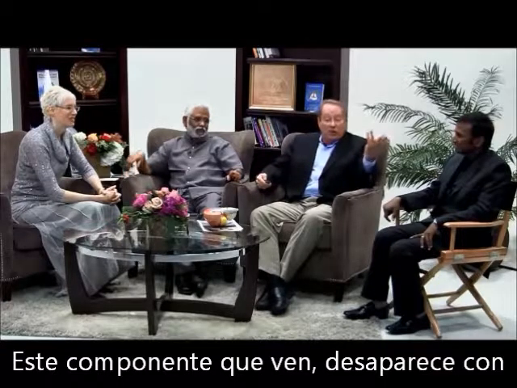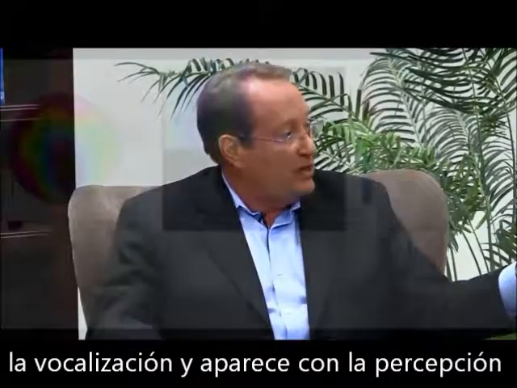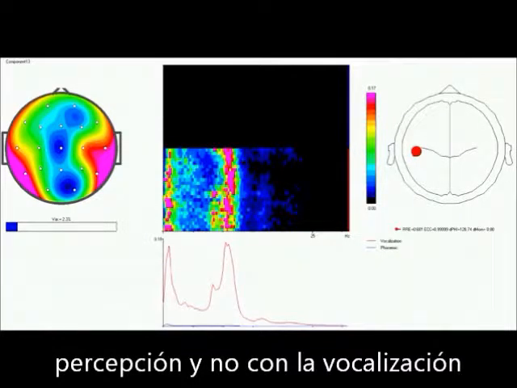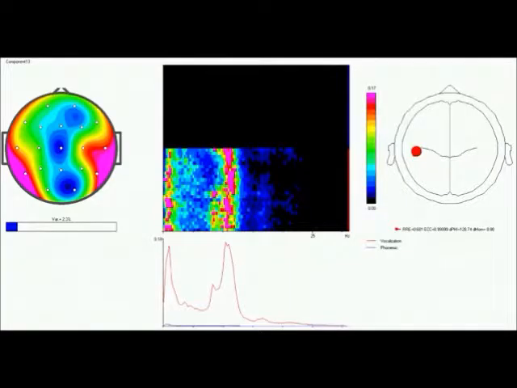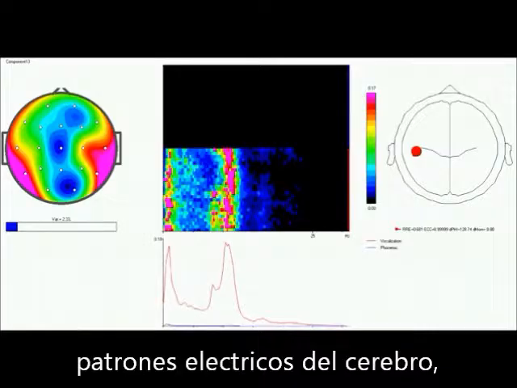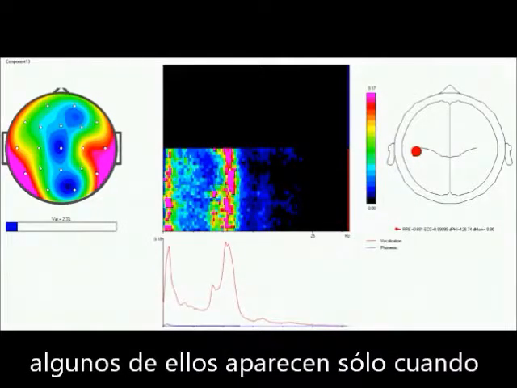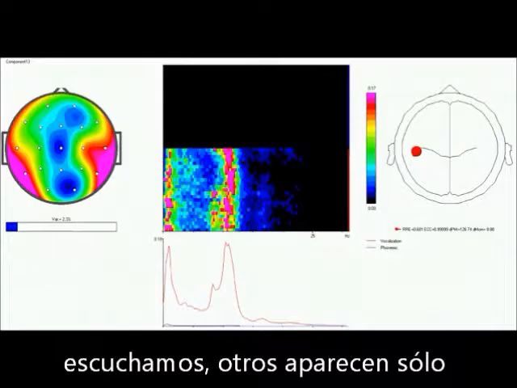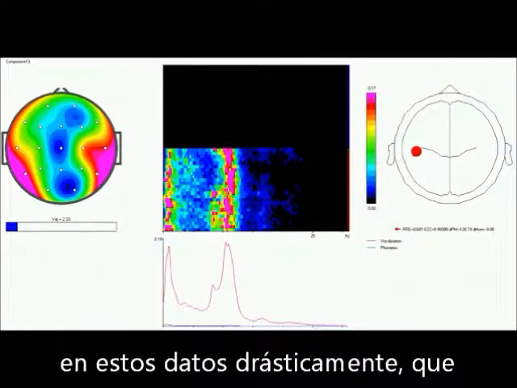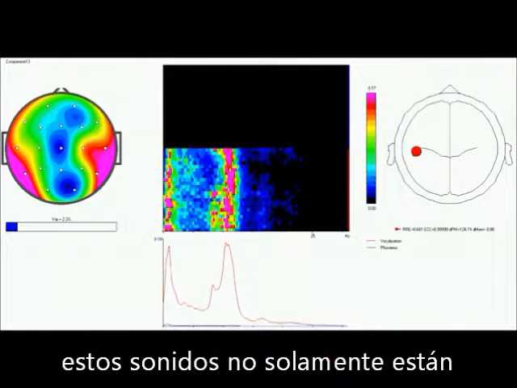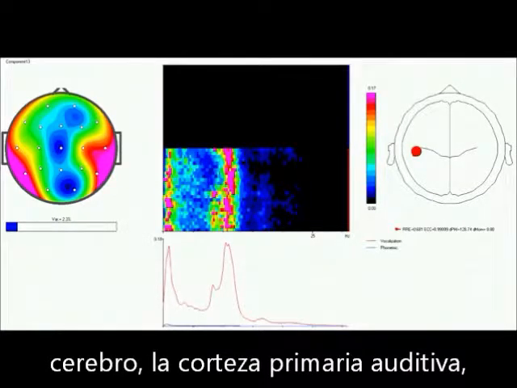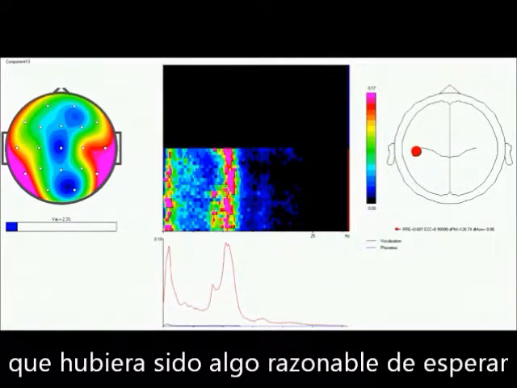This component, you can see, goes away with the vocalization. It's there with the perception. These pieces, the components that make up the brain's electrical patterns, some of them are there when you're listening only, and some of them are there when you're speaking only. But you can see dramatically in the data set that these sounds aren't just influencing one little spot in the brain that's the primary auditory cortex, which would have been a reasonable thing to think.